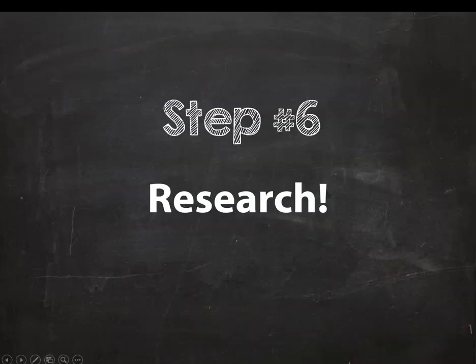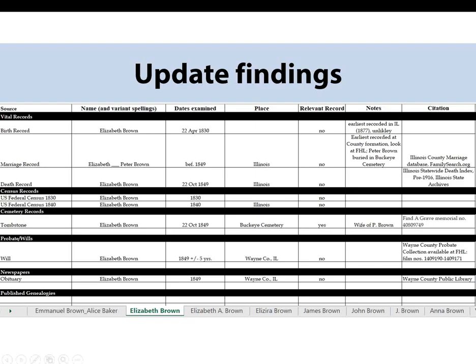So once you've done all this work, then you finally get to have some fun and do some research. So step 6 of this research process is research. And you guys know how to do that, so you're in good shape. So once you've identified everything, you go through the research process. And once you've done that, then you're going to update all your findings.